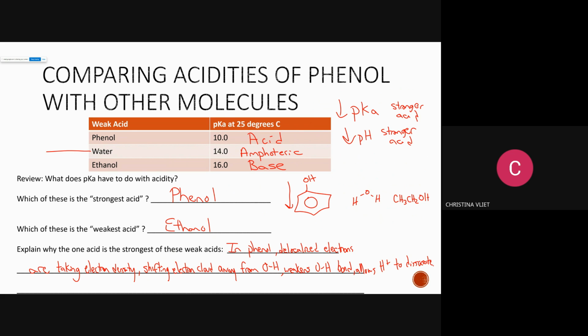Instead of having withdrawing groups, you have something called donating groups, now that we've learned about those, right? The ethyl group that's next to the OH doesn't take electrons away, it actually puts electrons in. Do you remember that? So because that's an electron donating group, instead of weakening the OH bond, it will do what to the OH bond? It will strengthen it. And if the bond is strengthened, will that H break off? If it's bigger bond energy, it will not.